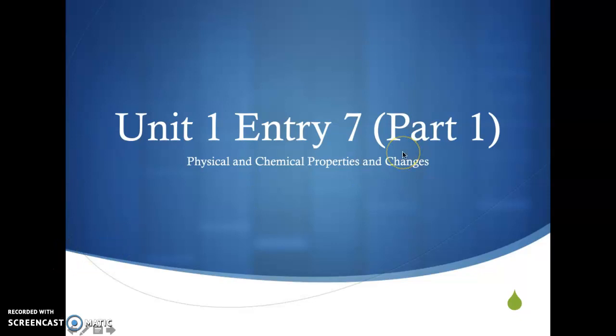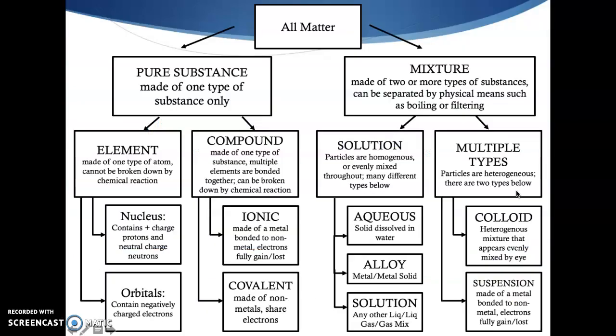We're talking about Unit 1, Entry 7, Physical and Chemical Properties and Changes. So this is just a refresher from a couple of weeks ago at least, that all matter, all stuff is made up of different things, right? We have pure substances and mixtures. On the pure substances, we can have elements or compounds.